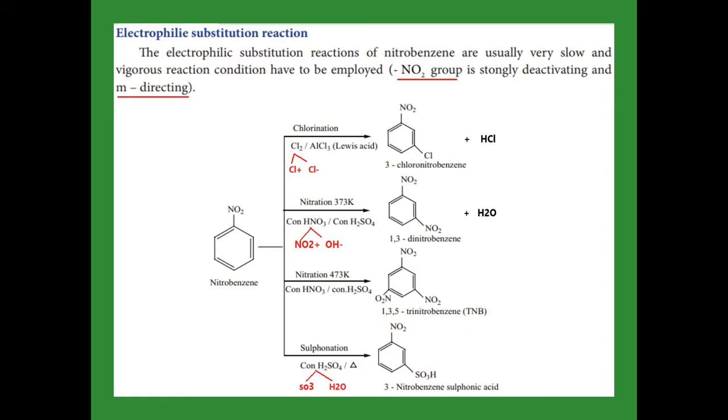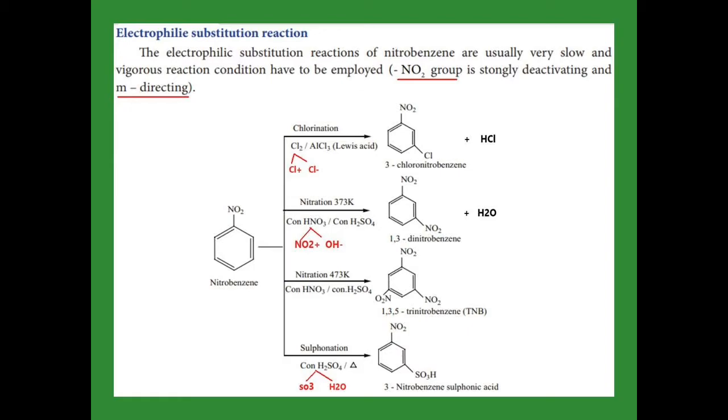In the previous one, at 373 Kelvin, only one nitro group is added in the meta position, but at 473 Kelvin another NO2 is also placed in the other meta position, so we get 1,3,5-trinitrobenzene. If we put the numbers, we get 1,3,5-trinitrobenzene. And sulfonation. Sulfonation means concentrated sulfuric acid is added, and the concentrated sulfuric acid splits into SO3 and H2O.